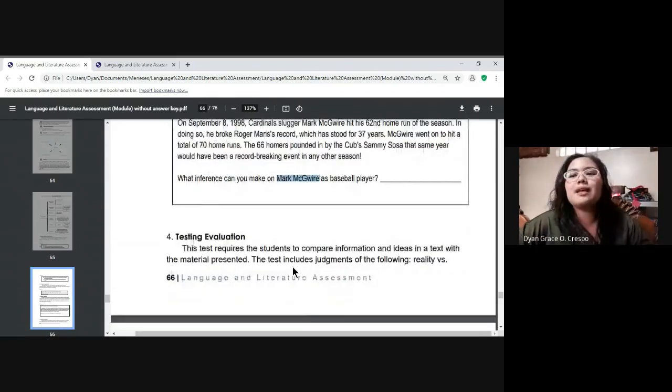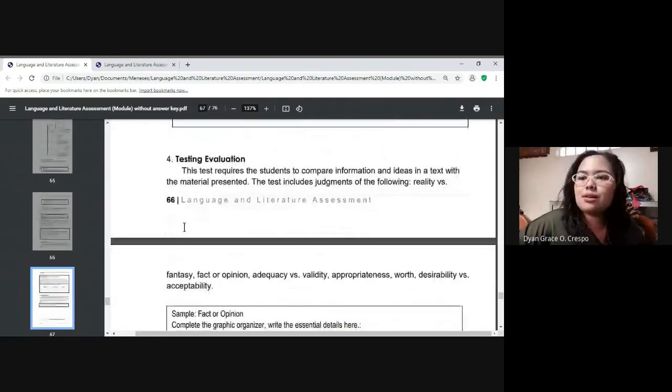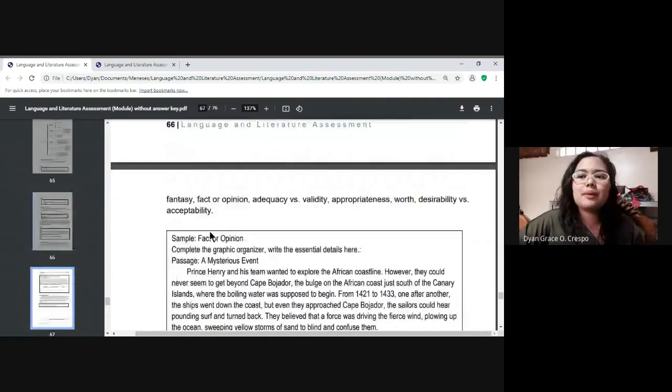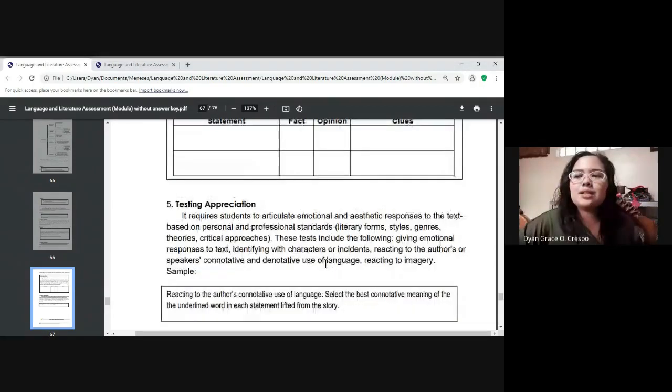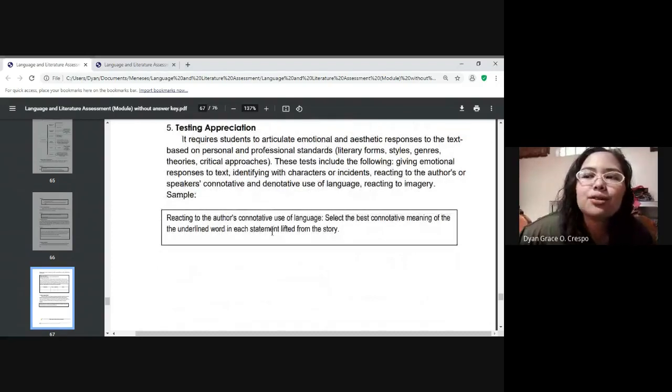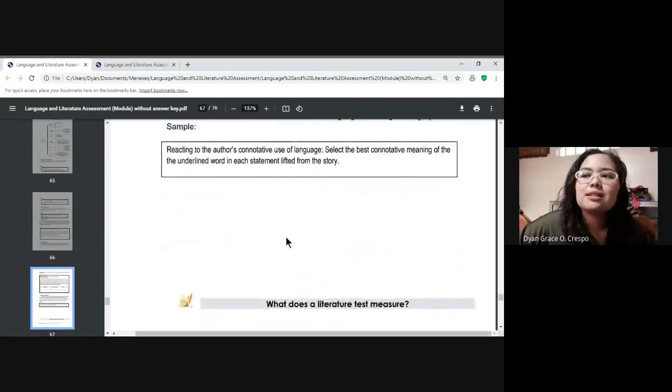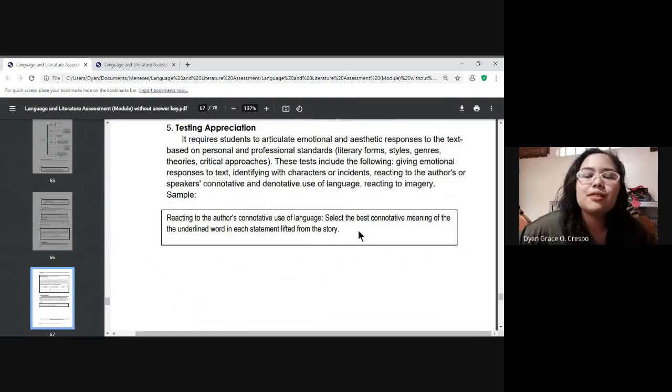Testing evaluation naman, so, fact or opinion. Complete organization details. So, alin dito yung fact, alin yung opinion. Pag sinabing fact, sure ka, this is a statement, researchable siya. Pag opinion, may mga words like, maybe, I think, yung mga ganon. So, some examples. Appreciation naman, reacting to the author's connotative language. Select the best connotative meaning of the underlined word. So this is an example of testing appreciation.